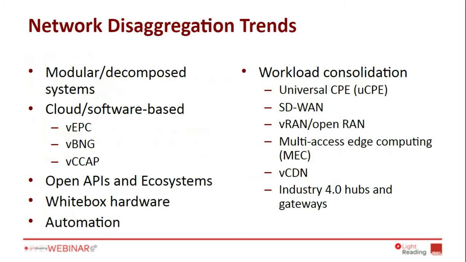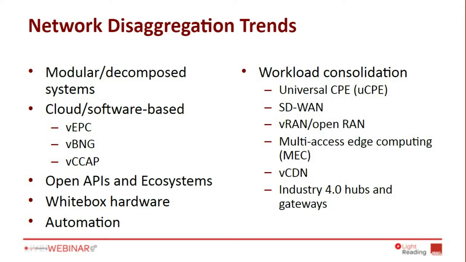Now, we're seeing a significant transition towards disaggregated networks, taking advantage of network virtualization, open solutions, and standard server-based platforms. These new network solutions use modular and decomposed systems with cloud and software-based functions. This approach works across wireless access networks with functions such as virtual EPC, wired broadband with virtual broadband network gateways, and also cable networks with virtual converged cable access platforms.